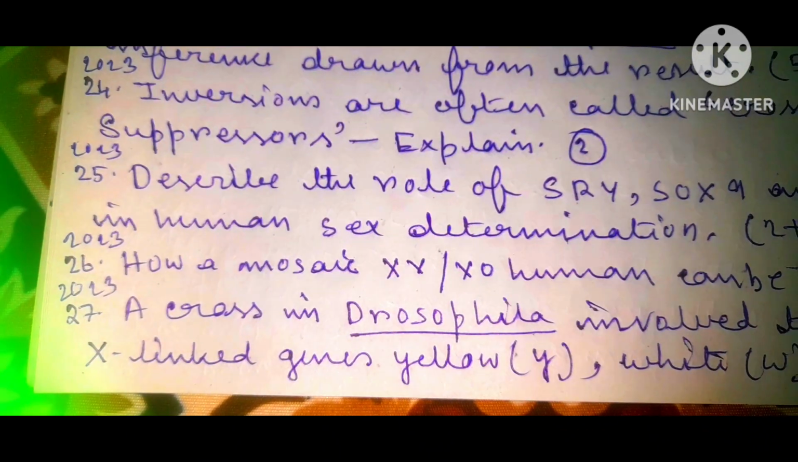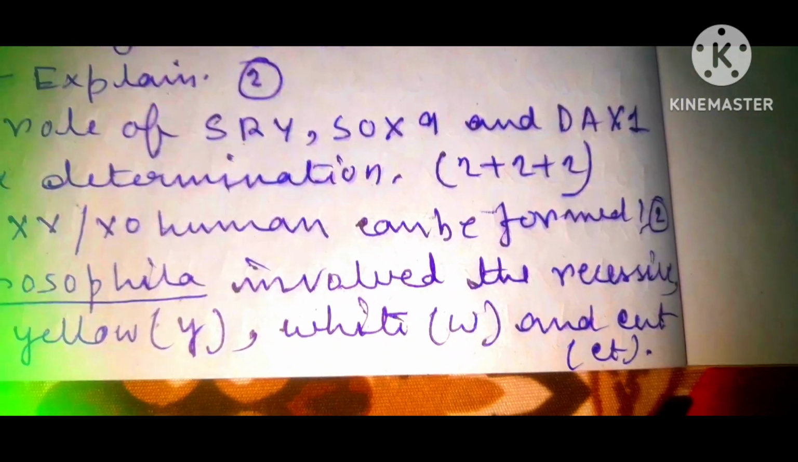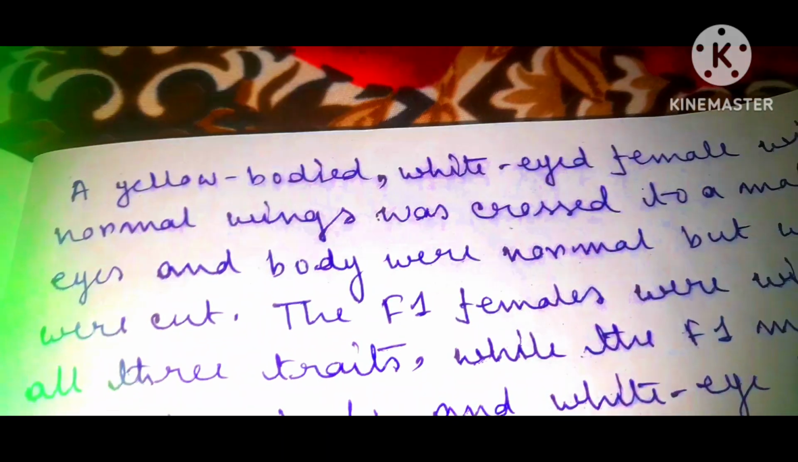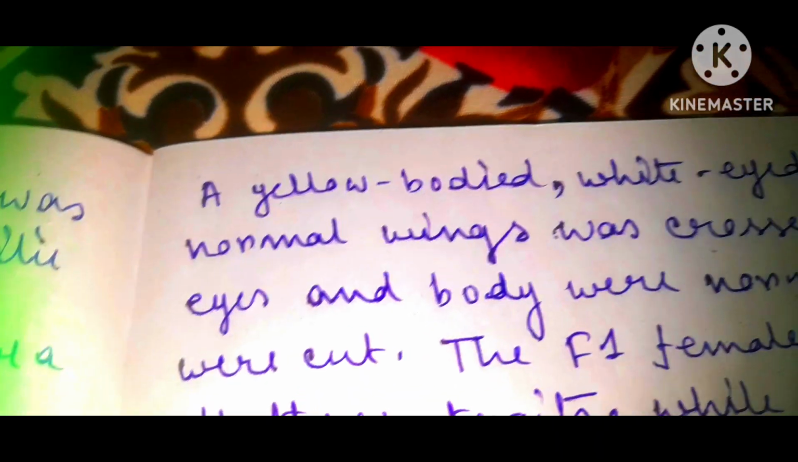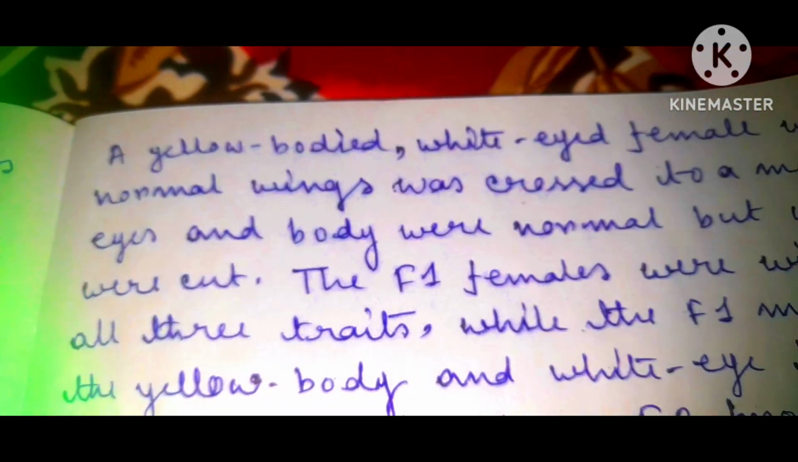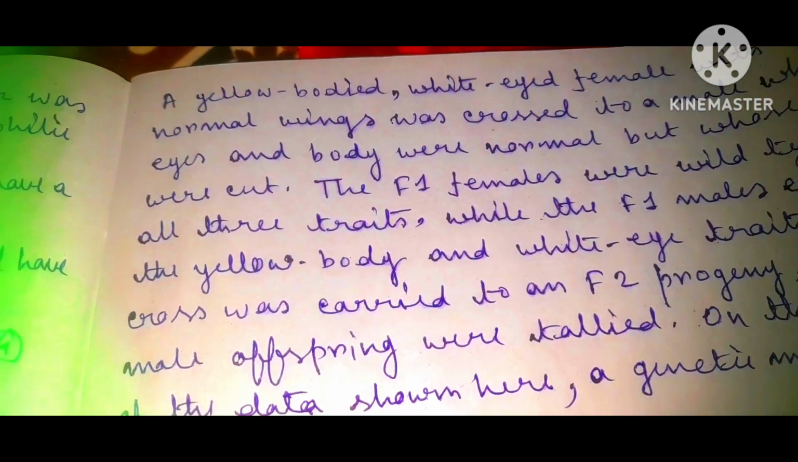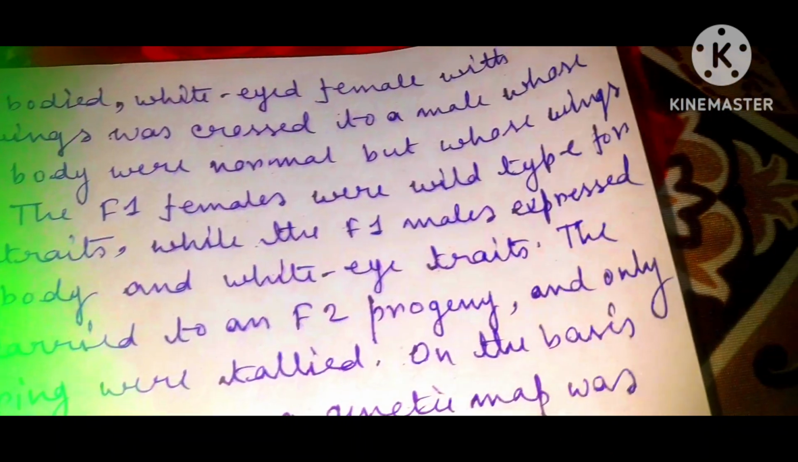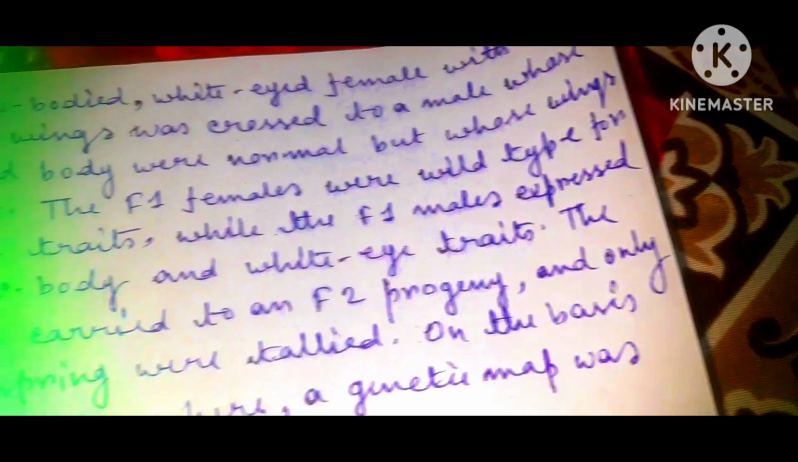Next question. A cross in Drosophila involved the recessive X-linked genes yellow, small y, white, small w, and cut, ct. A yellow-bodied, white-eyed female with normal wings was crossed to a male whose eyes and body were normal but whose wings were cut. The F1 females were wild type for all 3 traits, while the F1 males expressed the yellow body and white eye traits.